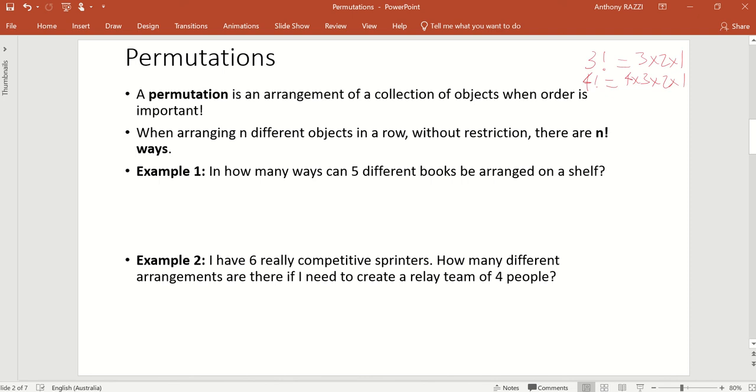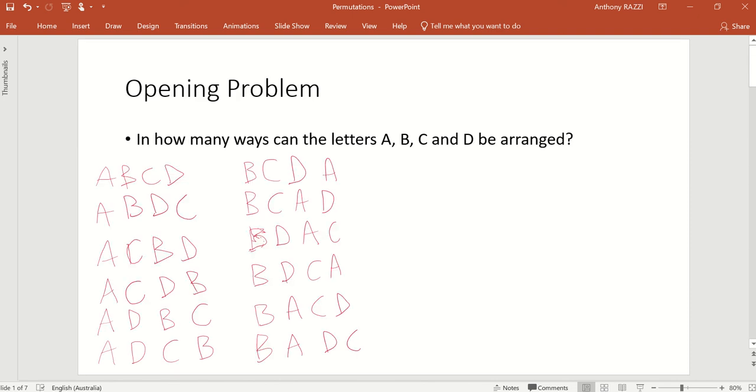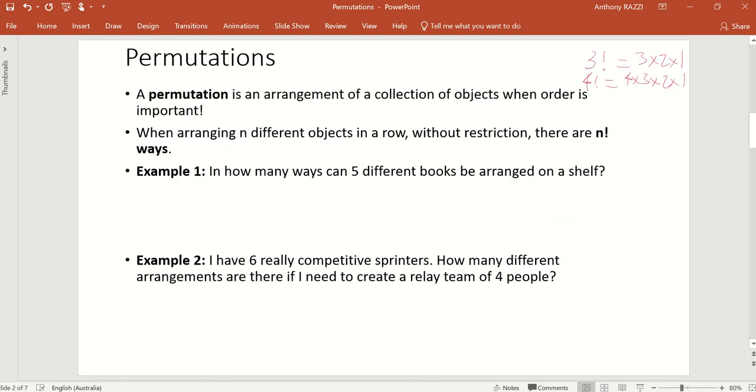For our last question, we had 4 letters. So to find out how many different ways, it would have been 4 factorial, which is 4 times 3 times 2 times 1. And what is that? 4 times 3 is 12. 12 times 2 is 24. 24 times 1 is still 24. And guess what? There are 24 different ways you could arrange those 4 different letters. So if we have 5 different books, how many different ways can we arrange them on a shelf? Well, the answer is simply going to be 5 factorial, which is just 5 times 4 times 3 times 2 times 1, which you could type into your calculator or do in your head.